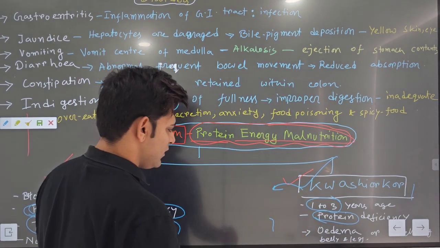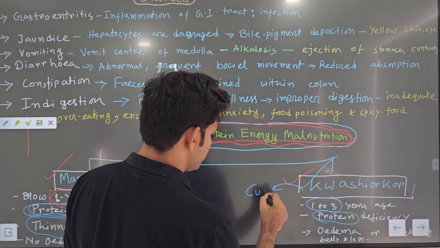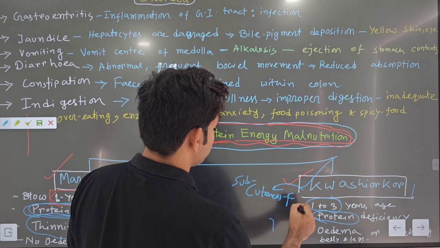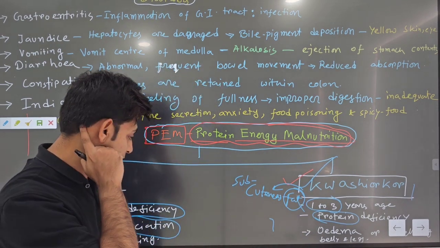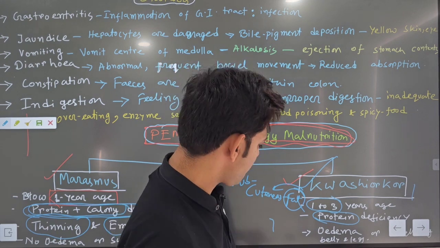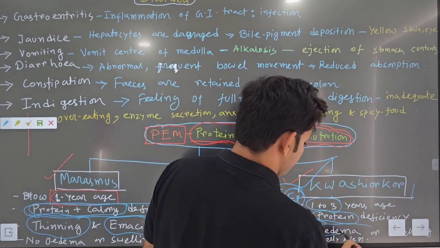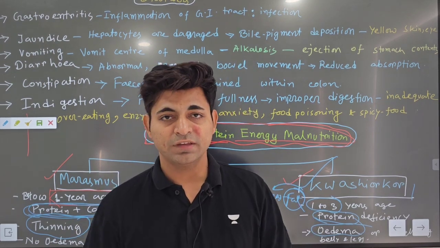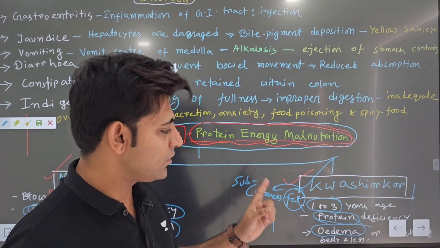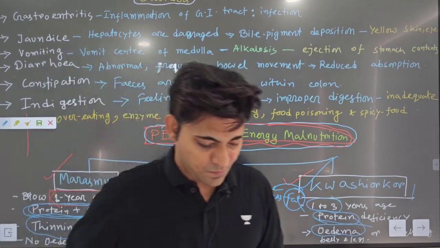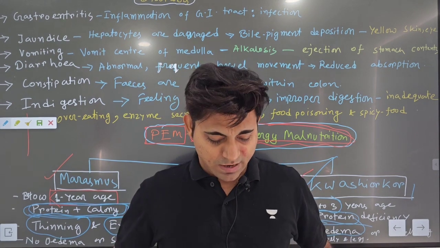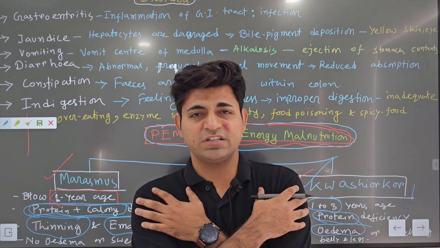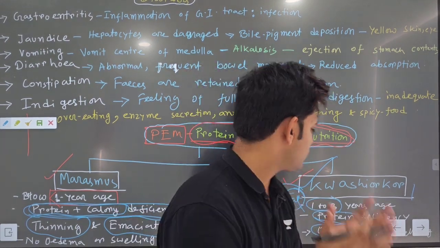A kwashiorkor-affected child will still have some subcutaneous fat in the body, because some of the carbohydrate will be converted into fat. Edema, dropsy will be there, swelling of the abdomen, swelling of the lower limbs. Still emaciation will be seen in kwashiorkor. Lower limbs will be swollen up, the belly region, abdominal region will be swollen up, but there will be no muscular tissue in the body. That is kwashiorkor.